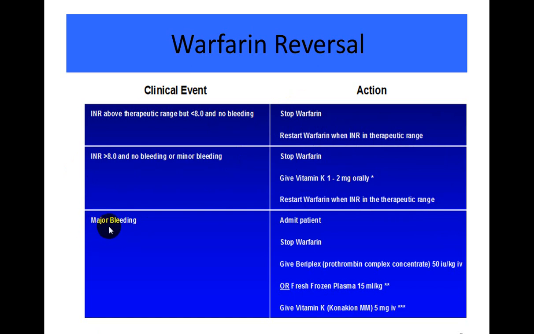When there is major bleeding, and this is very important, you have to admit the patient, stop warfarin, and give prothrombin complex concentrate or fresh frozen plasma. This is for rapid correction of the bleeding, and then give vitamin K 5 mg IV. These are your actions for warfarin reversal. This is the most important slide, and I will ask you about it thoroughly, now or in the future in the next stages.